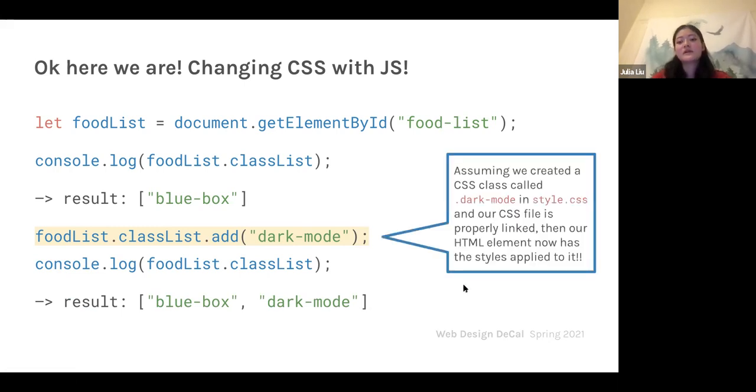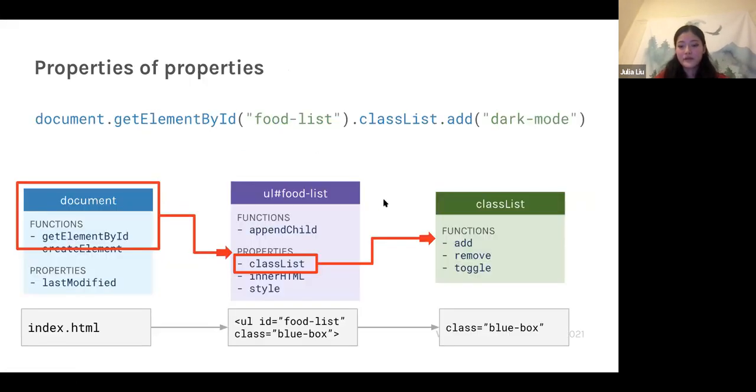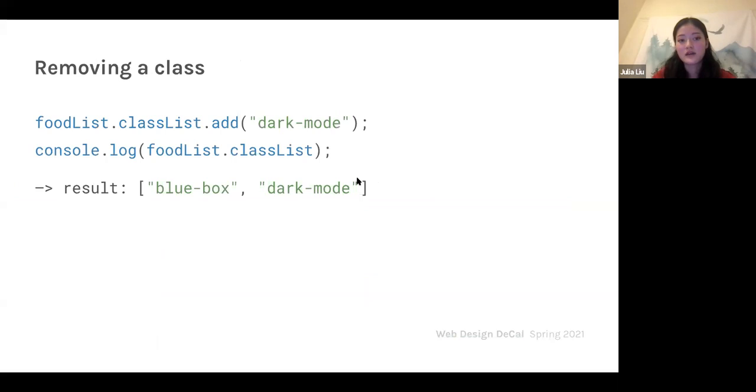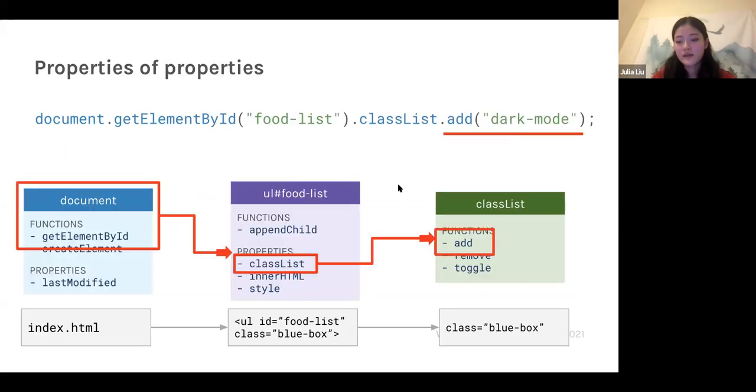So assuming that we've created this CSS class called dark mode in our style sheet, and our style sheet is obviously properly linked in our HTML, our food list element now has this dark mode style applied to it. Yeah, this is just another representation of what it looks like. So that's the add functionality for classes.